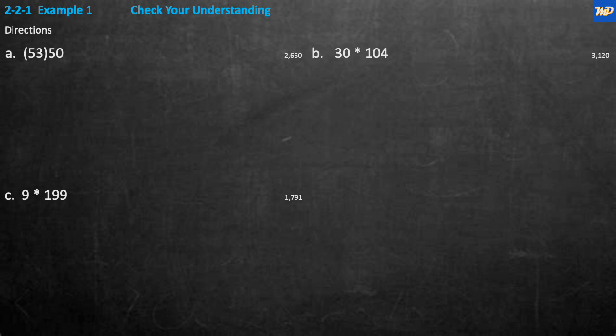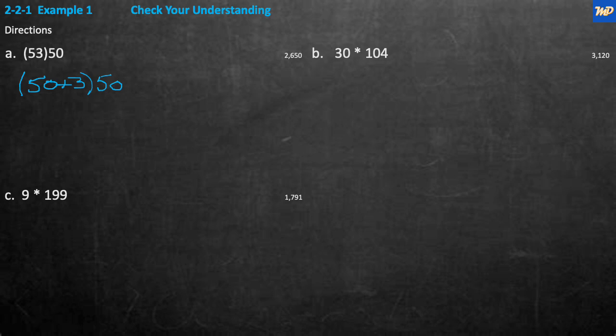So the important thing to recognize here is that we have a 53 times 50. Well, we can take the 53 and we can break that into what? 50 plus 3. And then multiply that times 50. So here we've taken the 53 and broken it into parts so we can use the distributive property.